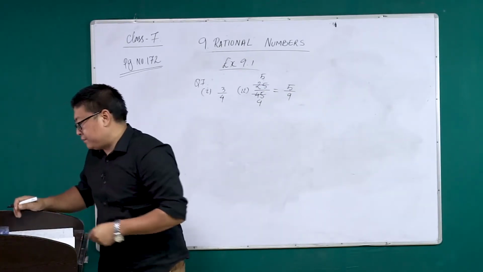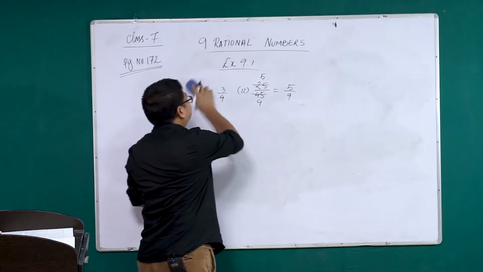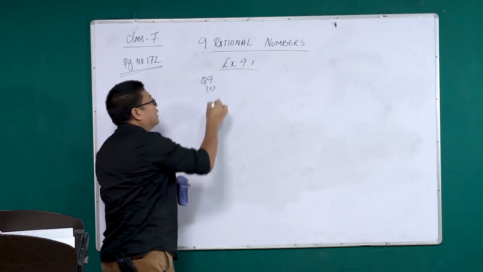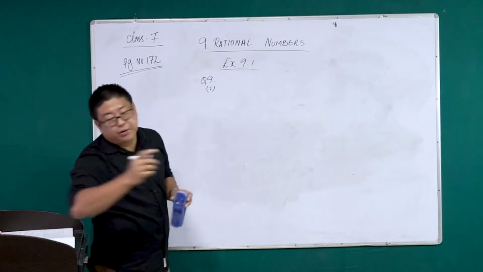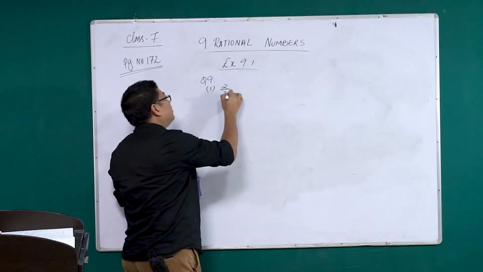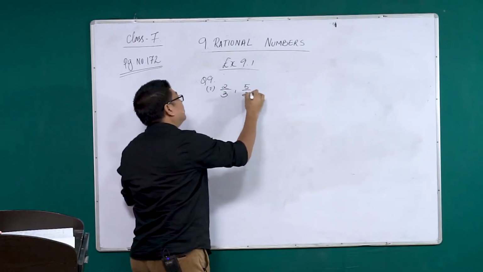Let's look at the next question. Question number 9. 2 by 3 and 5 by 2.